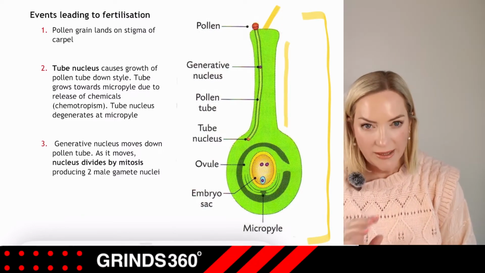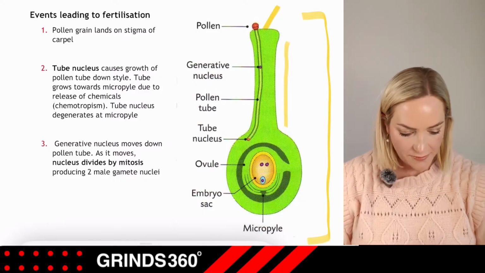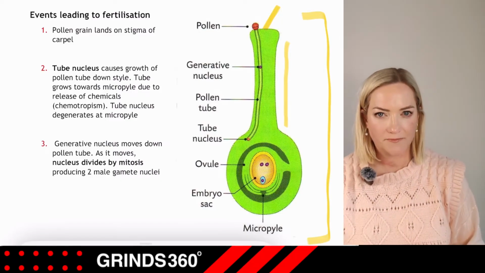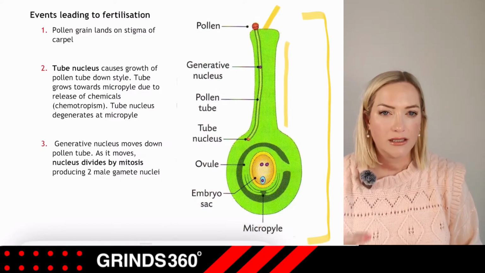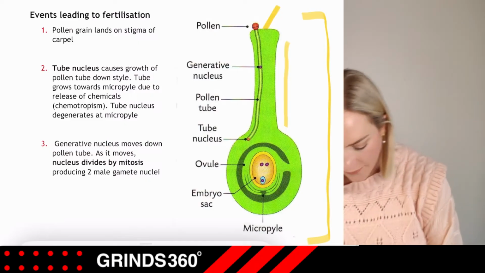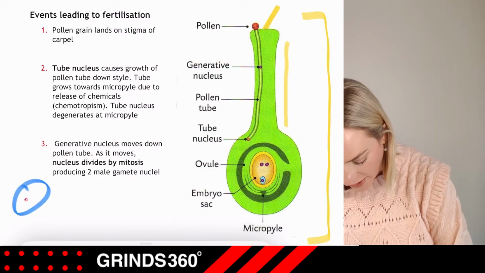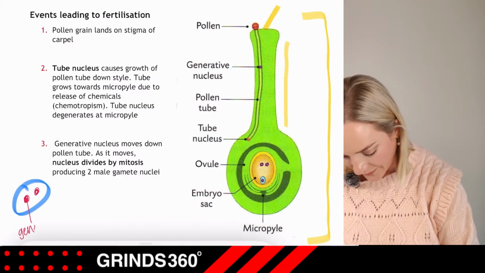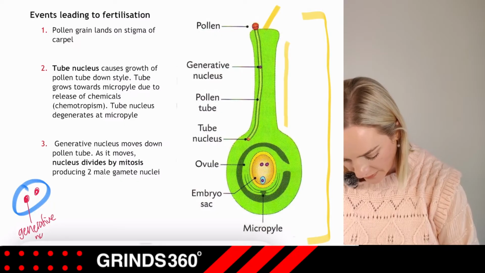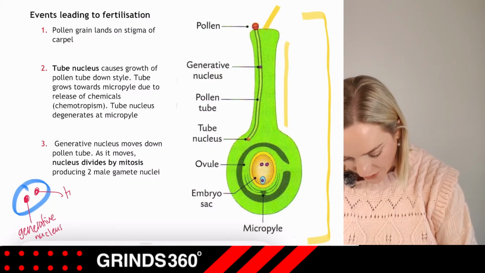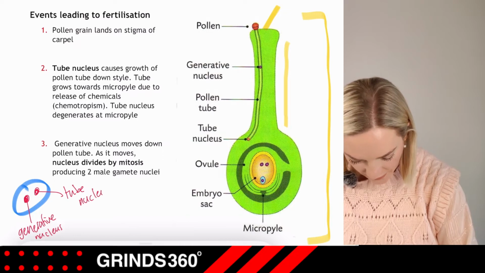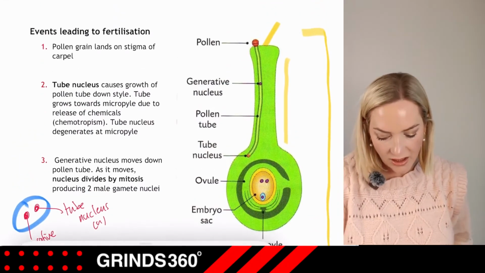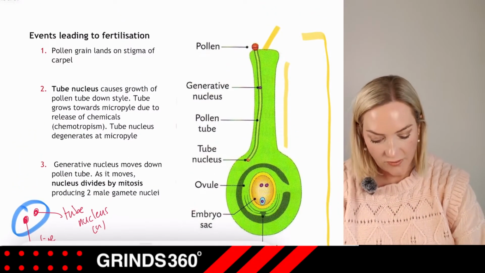Within that pollen grain, our male gamete, we have 2 nuclei: our generative nucleus and our tube nucleus, both of which are haploid. Now, your tube nucleus is going to form a tube.